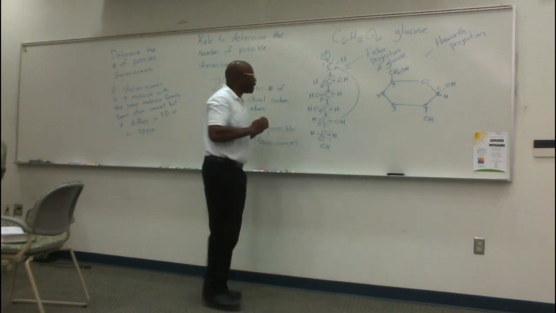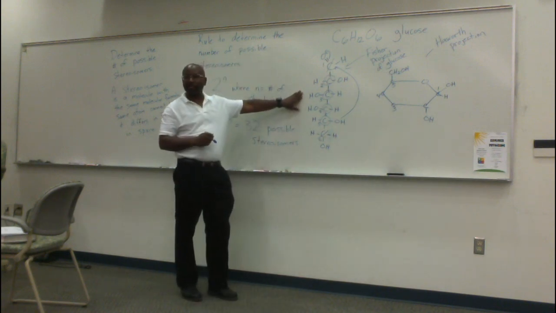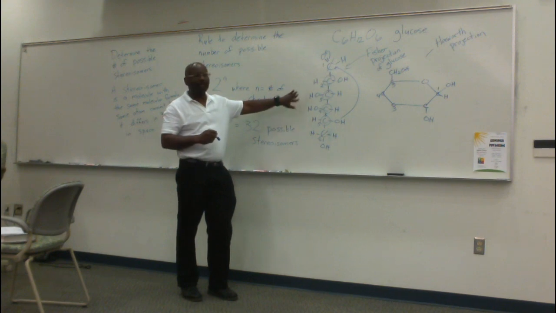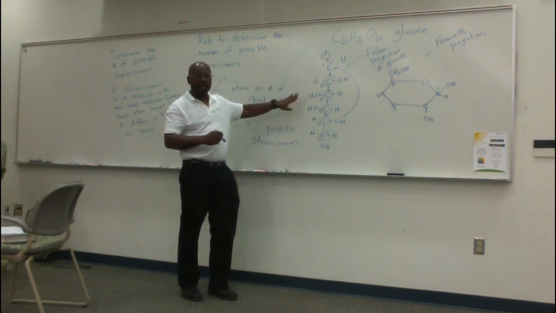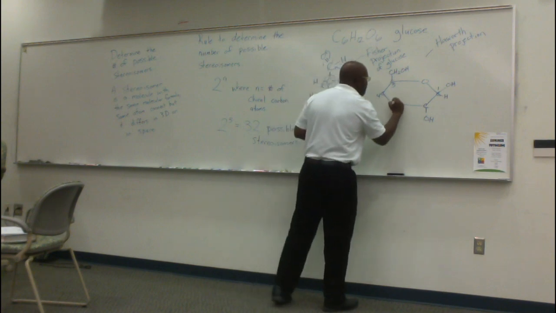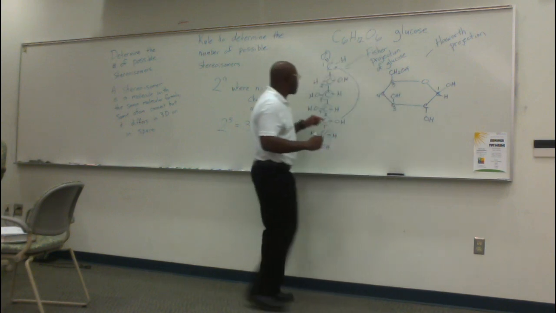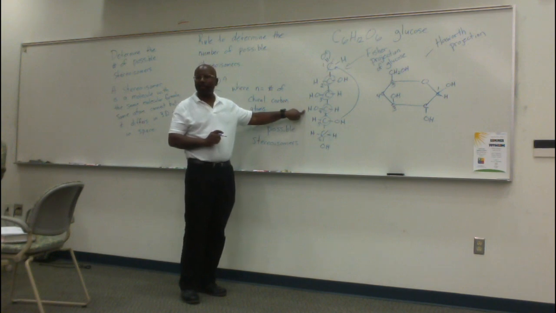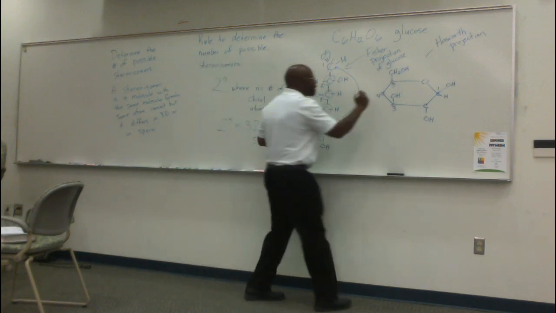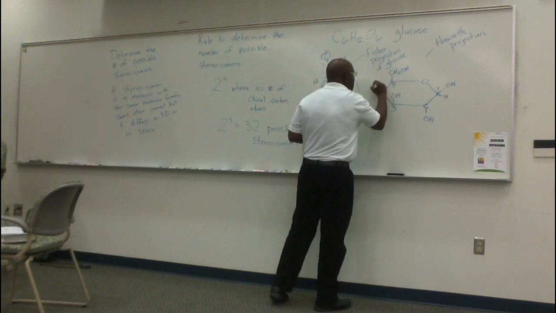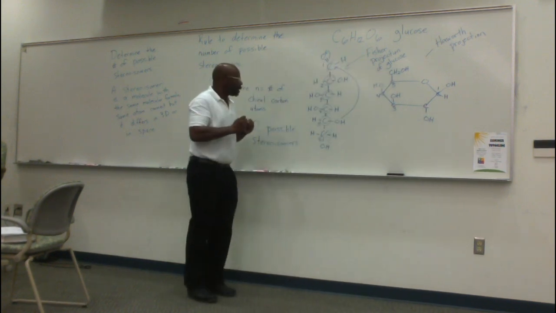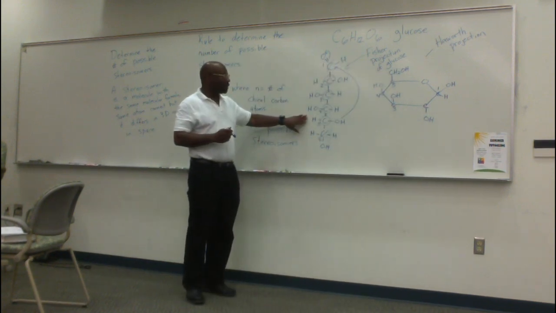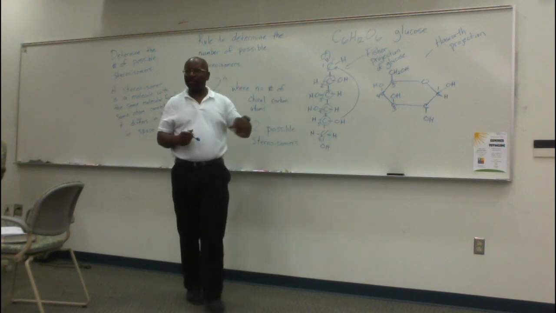Look at carbon number 3, left or right? Left, so I draw it up. The OH on carbon number 4: left, drawn up. The OH on carbon number 5 is actually part of the ring.